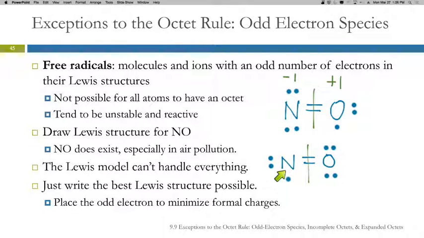Down here, we've got nitrogen coming in with 5 and leaving with 5. So 0. Oxygen coming in with 6, leaving with 6, 0. Which is the better Lewis structure? The bottom one. So this is the best Lewis structure.